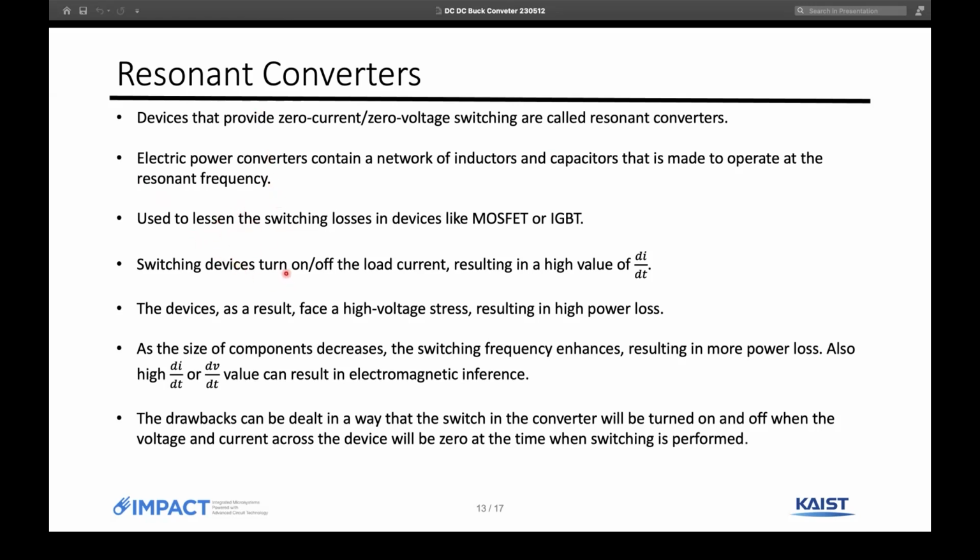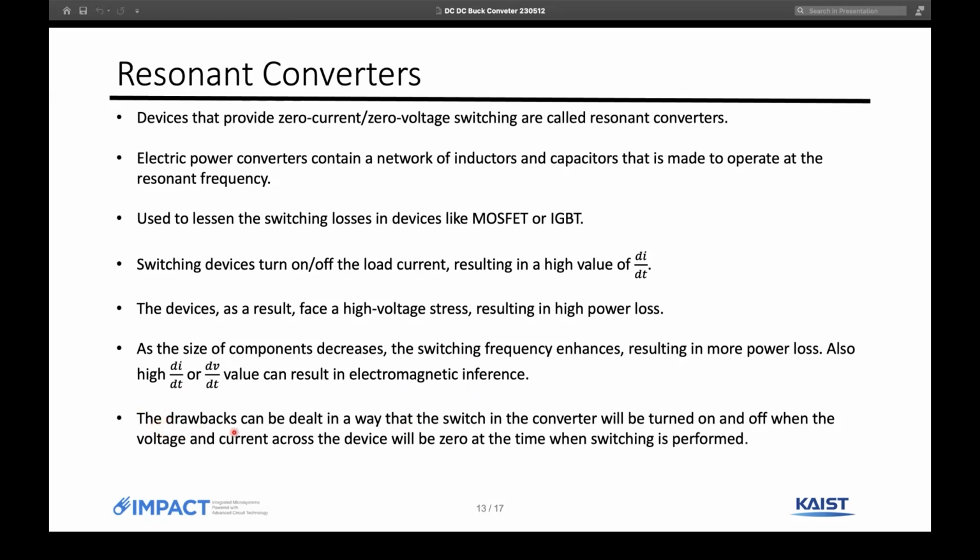Switching devices, when they are used to turn on or off load current, produce a high value of di by dt. When there's a high value of di by dt, there is a high voltage transient resulting in high power loss. Also, when we decrease the size of the components, the switching frequency increases, so there is even more power loss due to this. And also the high di by dt values can result in electromagnetic interference, as we can know from Faraday's law and other Maxwell's laws.